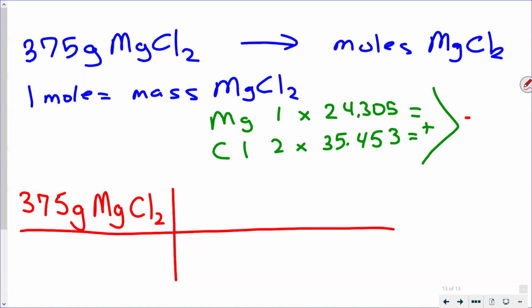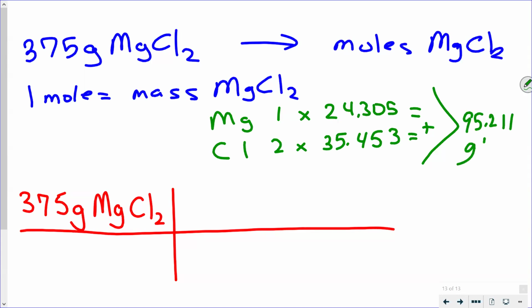$59.75. 59.75 grams per mole, right? So back to here. Wait, but isn't it 2 times 35.453? I think something is wrong. What did you get? It's 70.45 plus 24.305. Okay, I got 95.211.